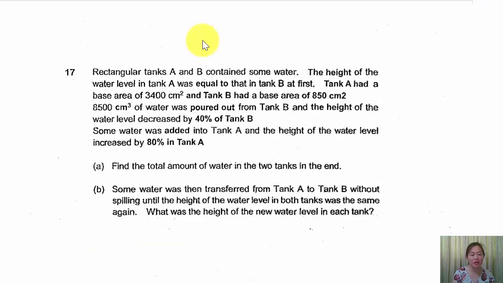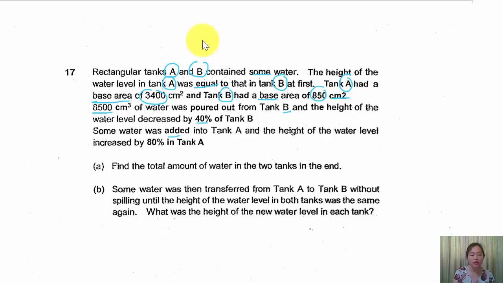Question 17. Rectangular tanks A and B contain some water. The height of the water level in tank A was equal to that in tank B at first. Tank A had a base area of 3,400 cm squared and tank B had a base area of 850 cm squared. 8,500 cm cubed of water was poured out from tank B, and the height of the water level decreased by 40% of tank B.